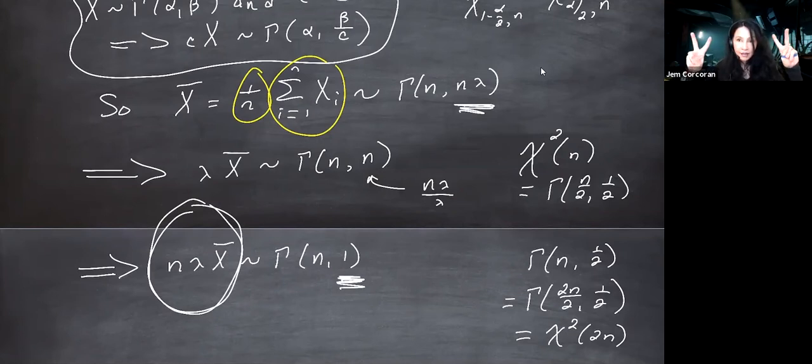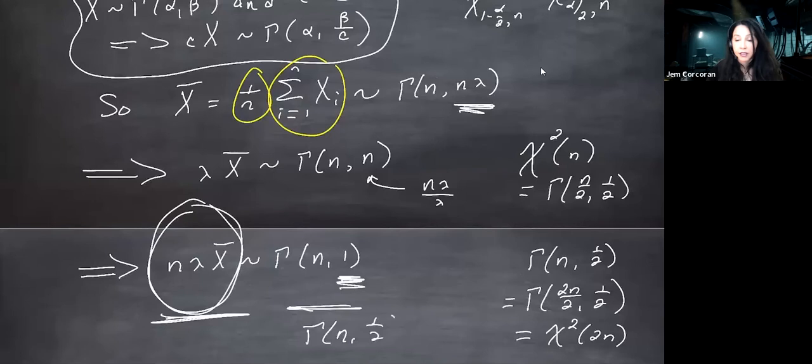Okay, so solve for lambda in the middle. After, again, doing one more transformation here in order to get this to look like a gamma n, 1/2, which is a chi-squared 2n.